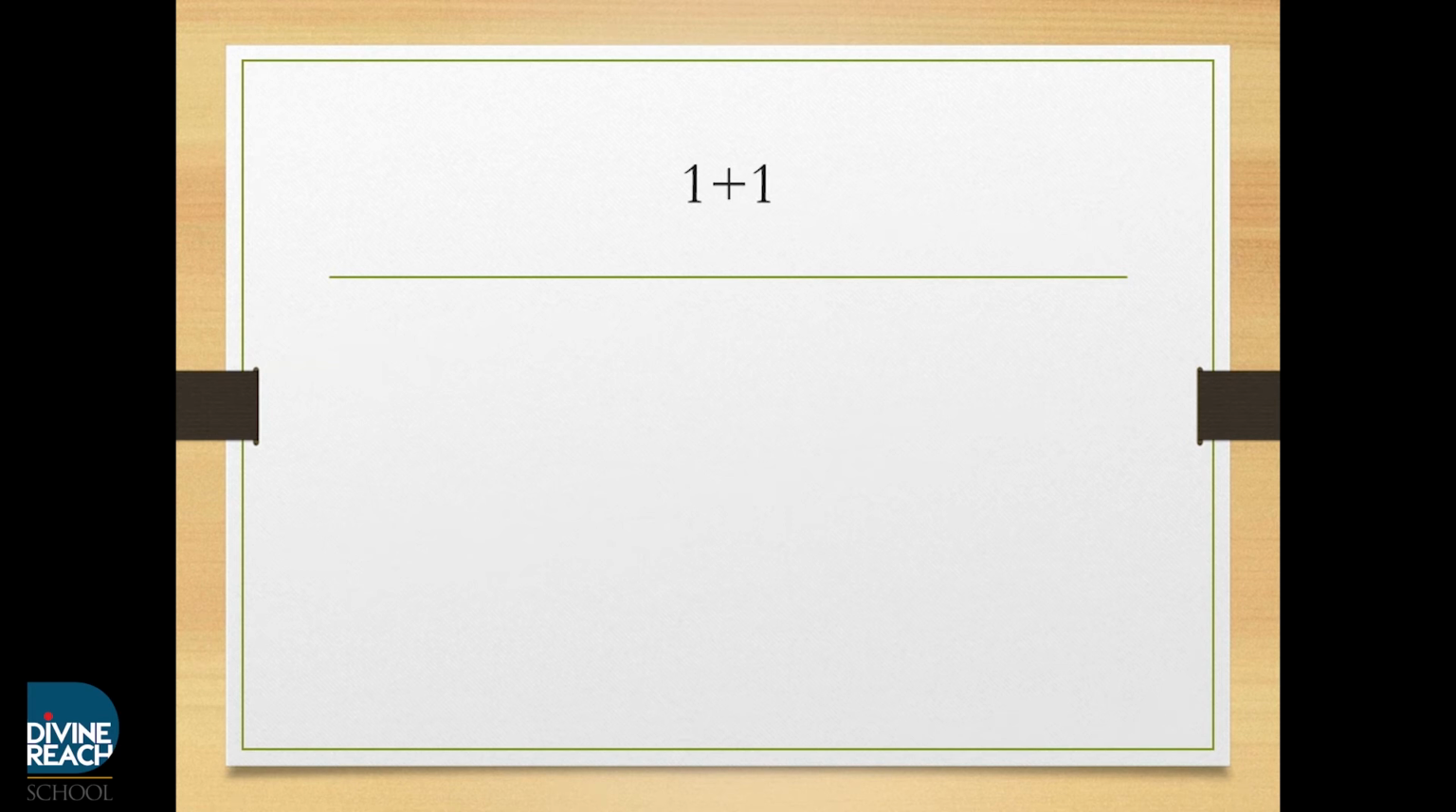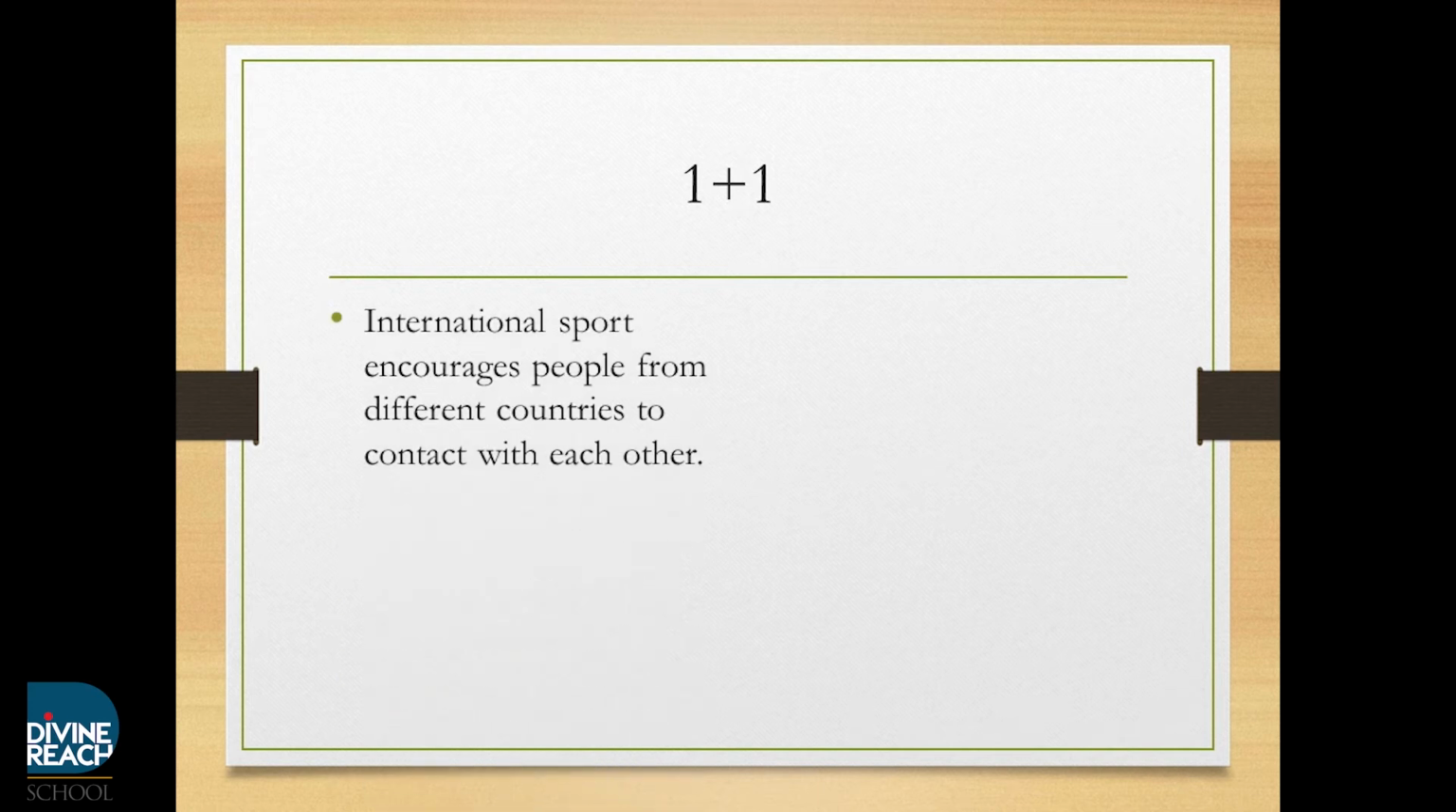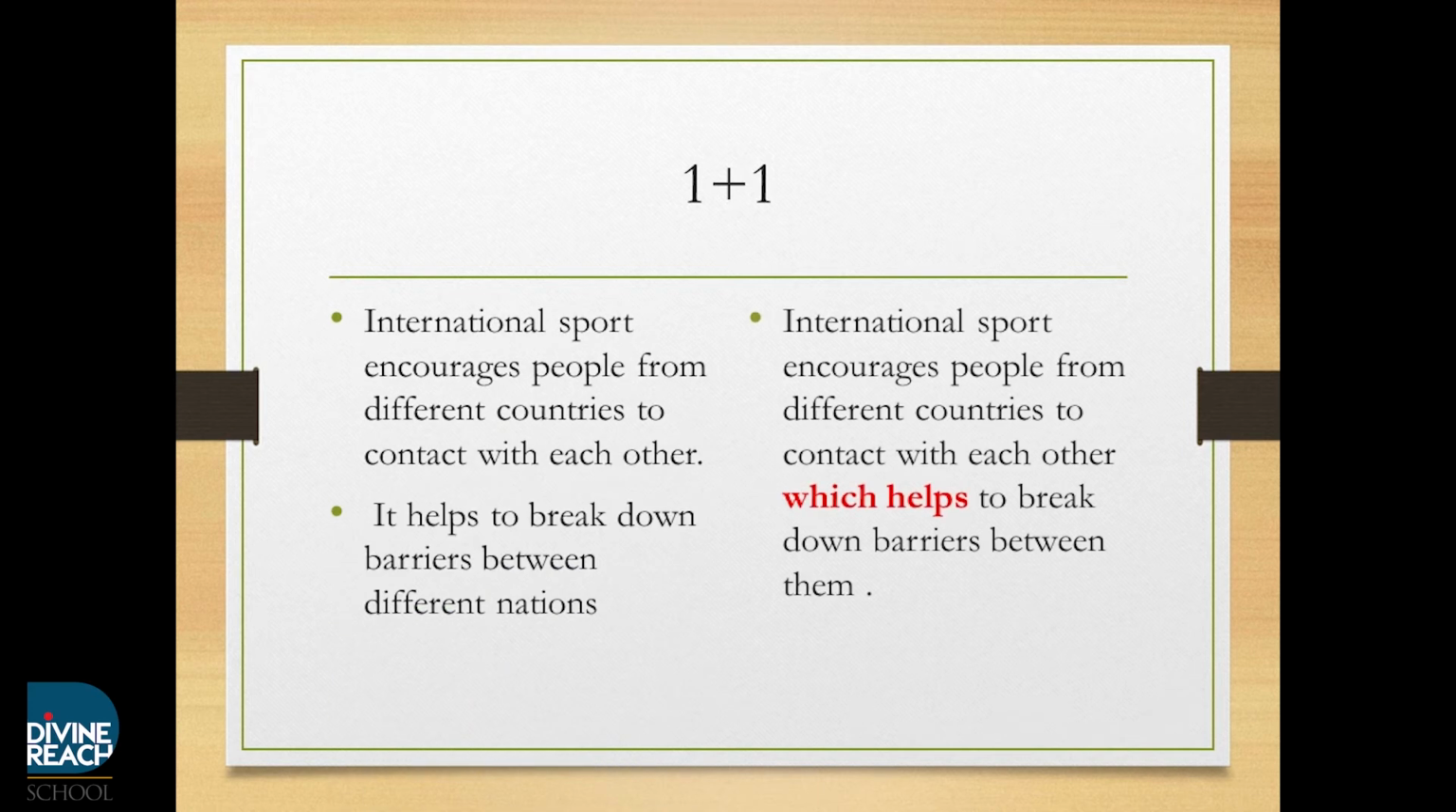In this stage, we will join our sentences together, starting with the first two sentences. Here are our sentences, and this is how I joined them. Well, first we will read it and then I'm going to explain it. So, international sport encourages people from different countries to contact each other, which helps to break down barriers between them. As you see, I used a relative pronoun to join my sentences.